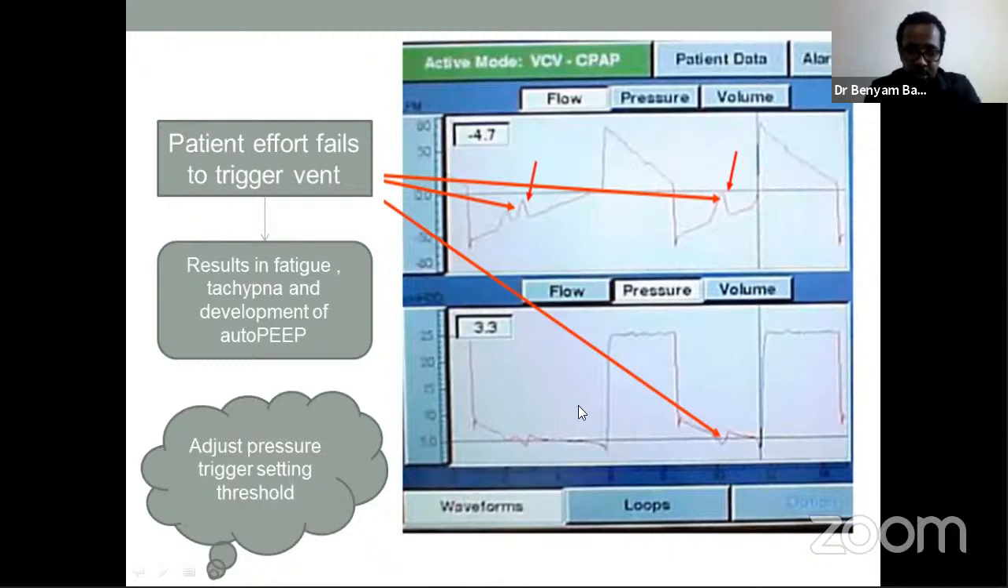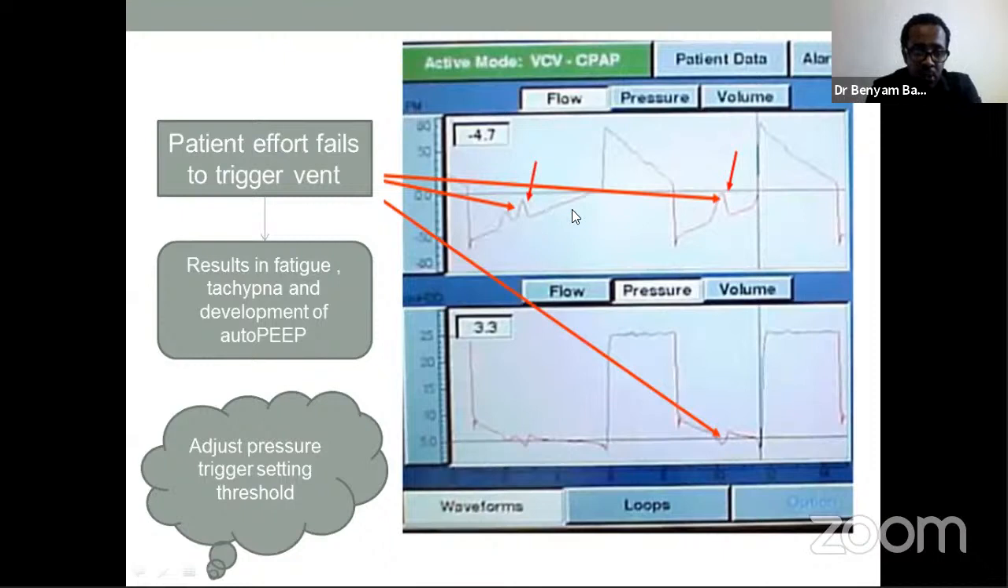This is the flow and this is the pressure. Usually flow will cycle to the expiratory phase. The expiratory phase will cycle to inspiration after a certain flow is achieved or a certain pressure is generated. As you can see here, there is a patient effort to trigger the ventilator during the expiratory phase, but it's not picked up.